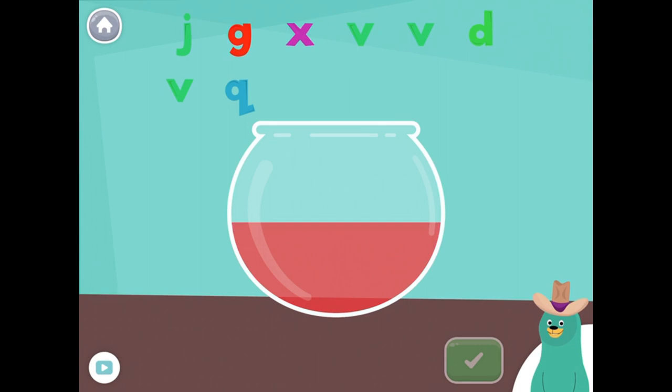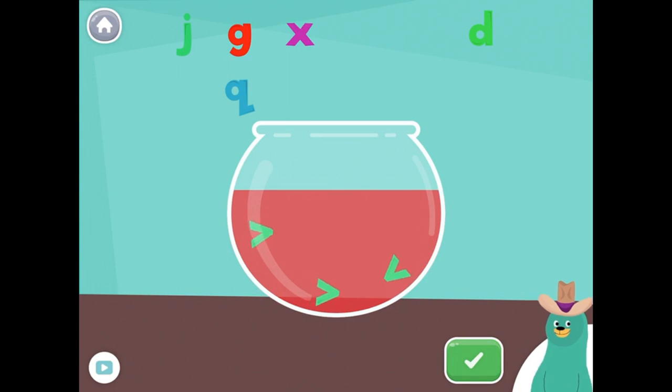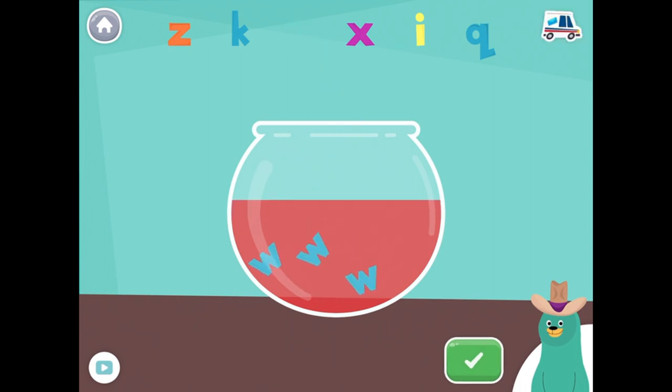Drag the letter V into the bowl. Great! You put the letter V into the bowl. Drag the letter W into the bowl. Great! You put the letter W into the bowl.